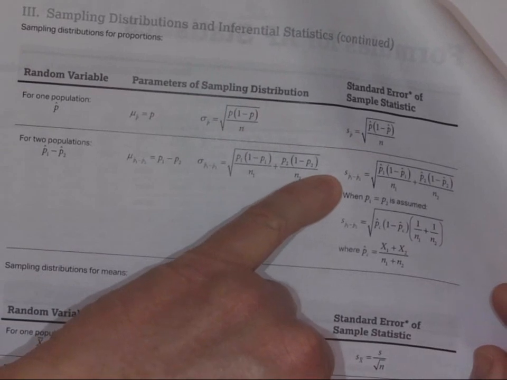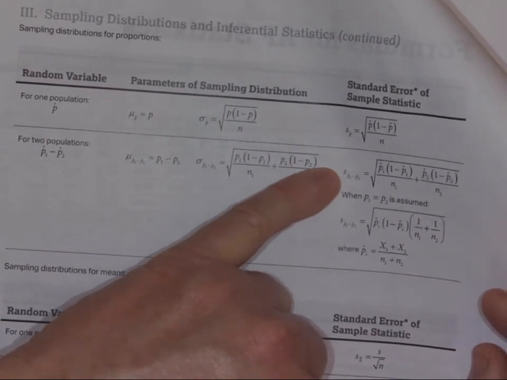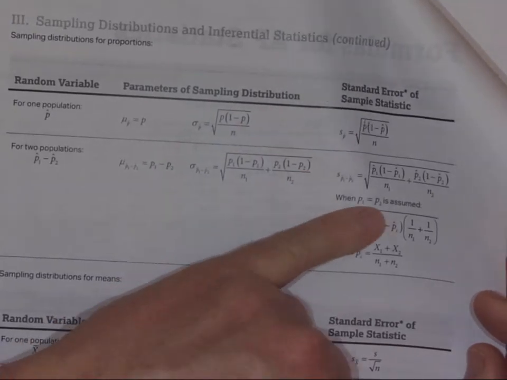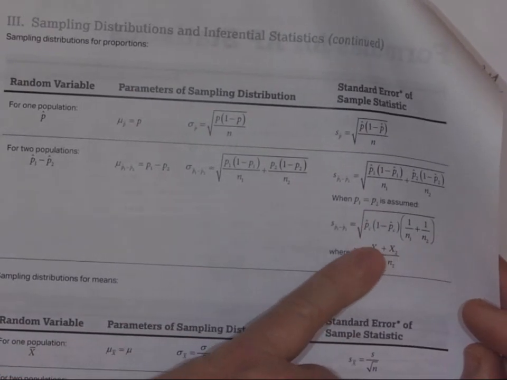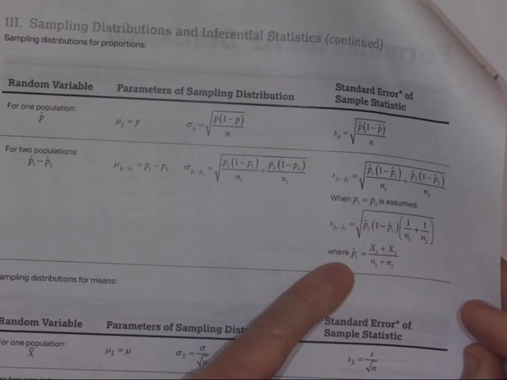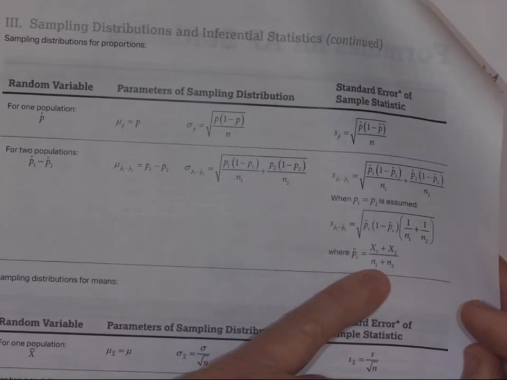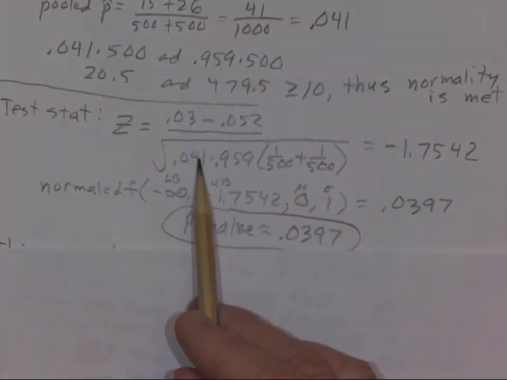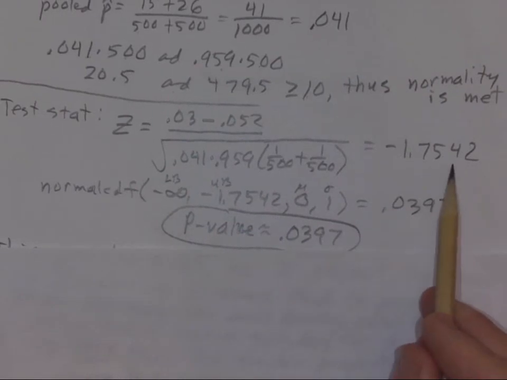For intervals, if you're doing an interval of a difference of 2 proportions, that's one formula. But when we assume p sub 1 is equal to p sub 2, which we're sort of doing when we do a test, because we're assuming the null hypothesis is true, then we use this formula here, where there's your pooled p-hat. P-hat is the sum of your successes over the sum of your sample sizes. And that is what I did here. That is that formula, and so there's your test statistic.